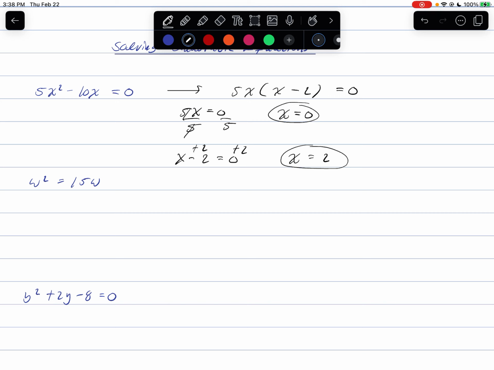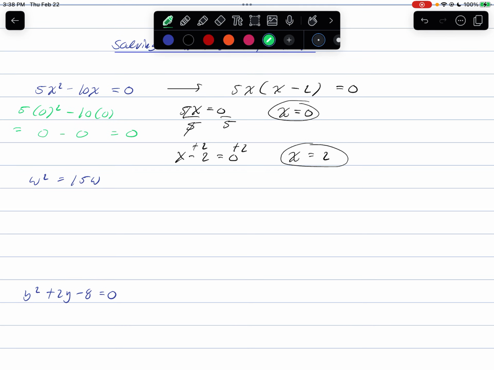And I actually wanted to run through this real quick just to demonstrate that this actually does work. If we go back to the initial equation we have here, 5x squared minus 10x is equal to 0, let's plug in x equals 0 and see what happens. If we have 5 times 0 squared minus 10 times 0, this is going to be the same thing as 5 times 0, which is 0, minus 10 times 0, which is 0. So therefore, we have 0 minus 0, which is 0.